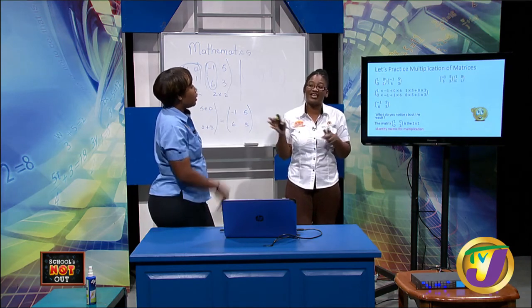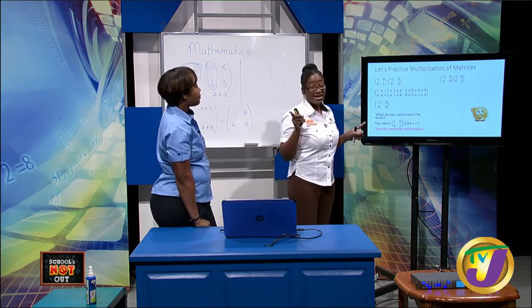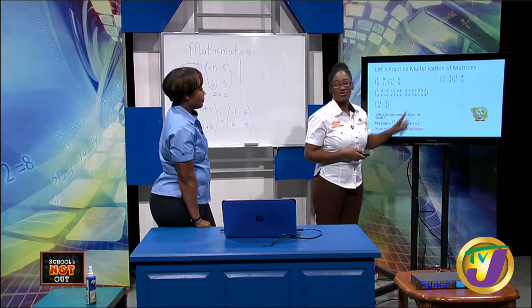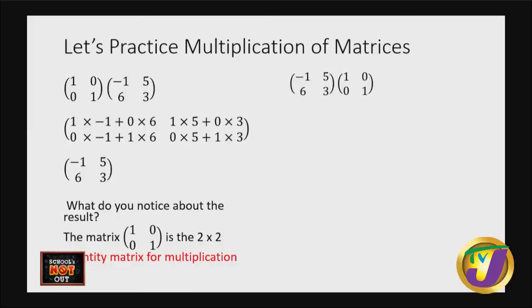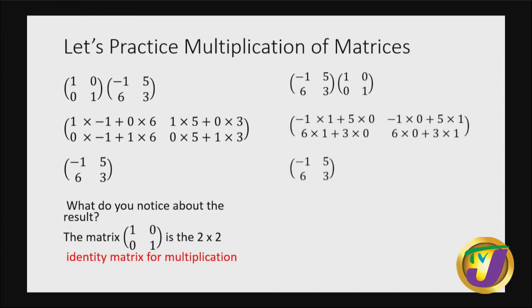As we have been exploring this morning, we're changing the positions of the arrangement, the multiplier and the multiplicand. So we're changing it again. Let's see what happens. In the interest of time, I'm going to bring up the calculation on screen. So look at that. We notice the matrix is unchanged.